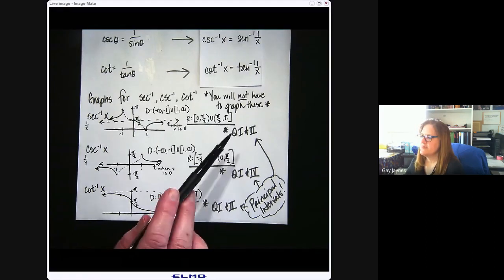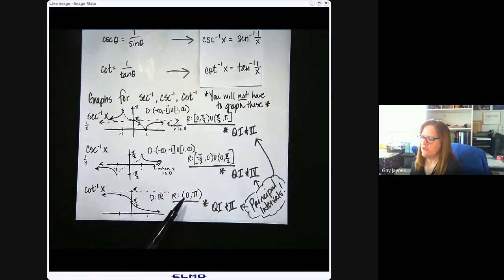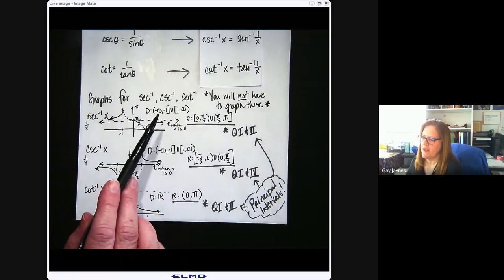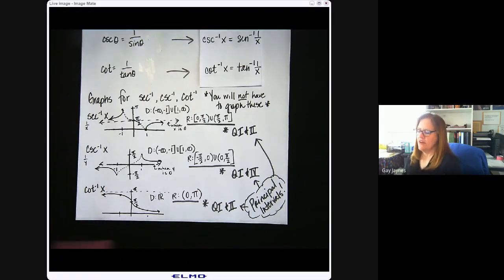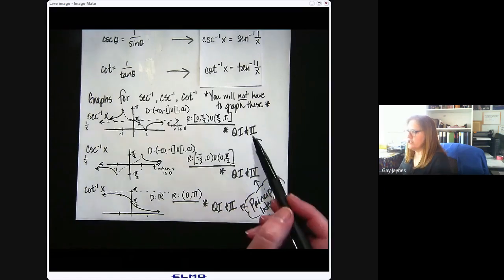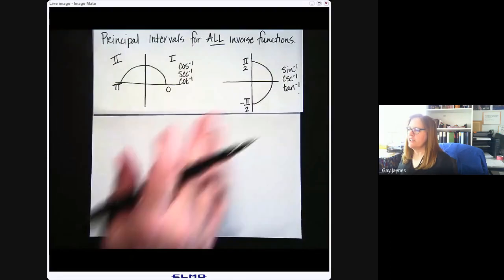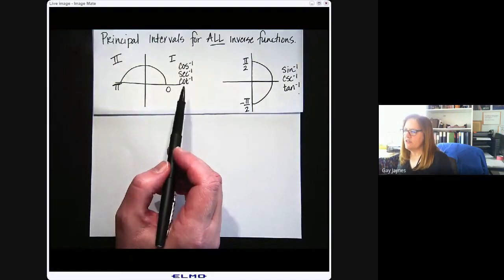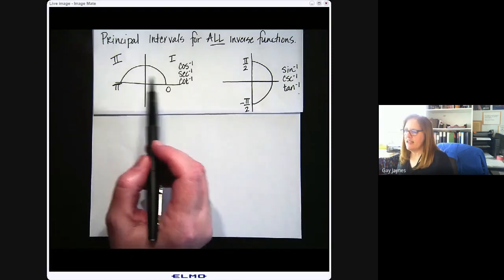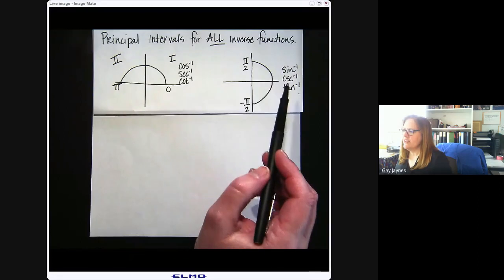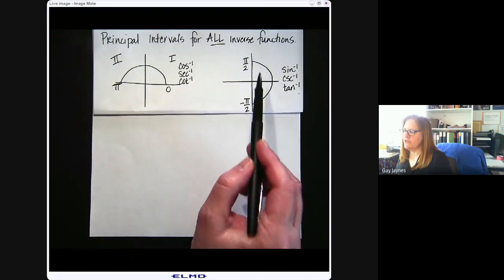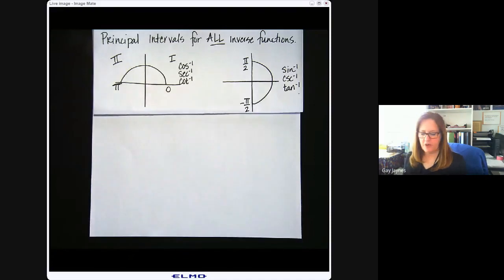So these are called the principal intervals, and they go along with the range. And then, of course, you can see the domains here. We're not going to test you on those other than knowing the intervals, knowing the quadrants. So that's what you need to know. If you're a picture person, I've got this in pictures. So this helps you remember where to look. So your cosine inverse, secant inverse, cotangent inverse are going to be in the 1st and 2nd quadrant. And then your sine inverse, cosecant inverse, and tangent inverse are going to be in the 1st and 4th quadrant. So that should help you in solving these problems.